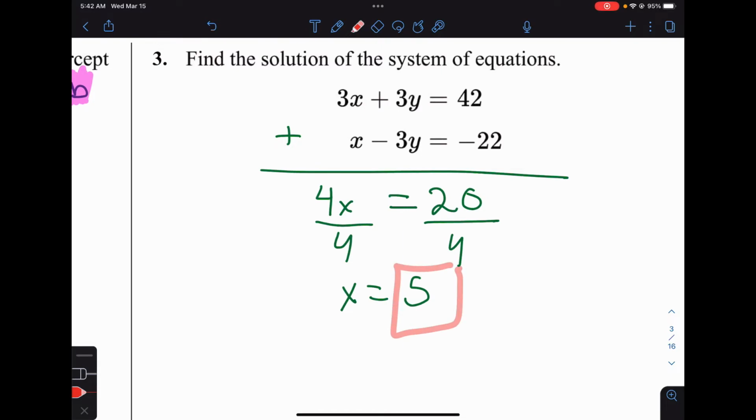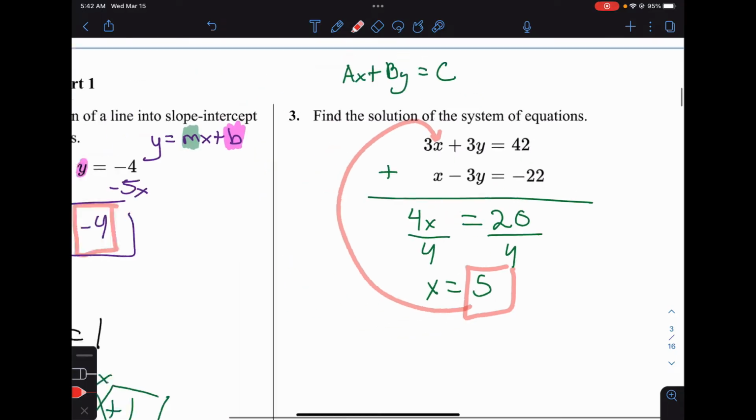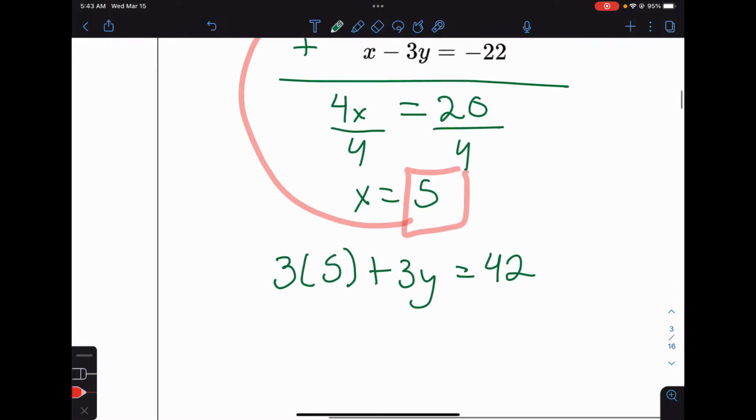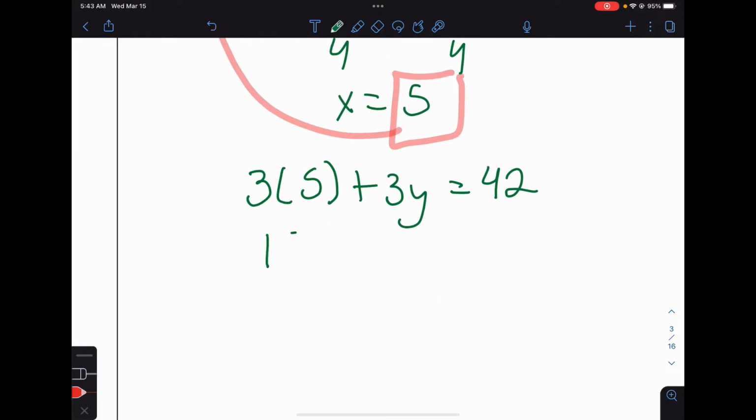Now, it doesn't matter if you plug it into the first equation or the second equation. Really, you can pick whichever one you want to plug into. I'm going to plug it into the first. So I'm going to do 3 times 5 plus 3y equals 42. So we get 15 plus 3y equals 42. So go ahead and see if you can solve for y now. Now it's just a simple one variable equation.